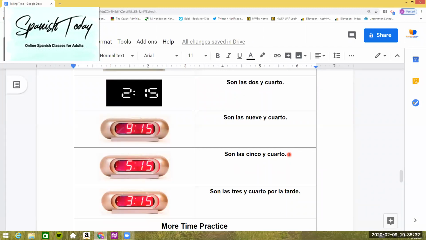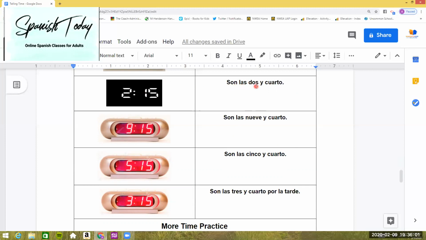We did all the 45-minute mark time frames. Now, what if we were going into the hour by a quarter hour? So 2:15, 9:15, all those. Okay, so we'll still do the son las. Insert your number and end with y cuarto. Cuarto is that quarter hour, okay? So let's try it with 2:15.